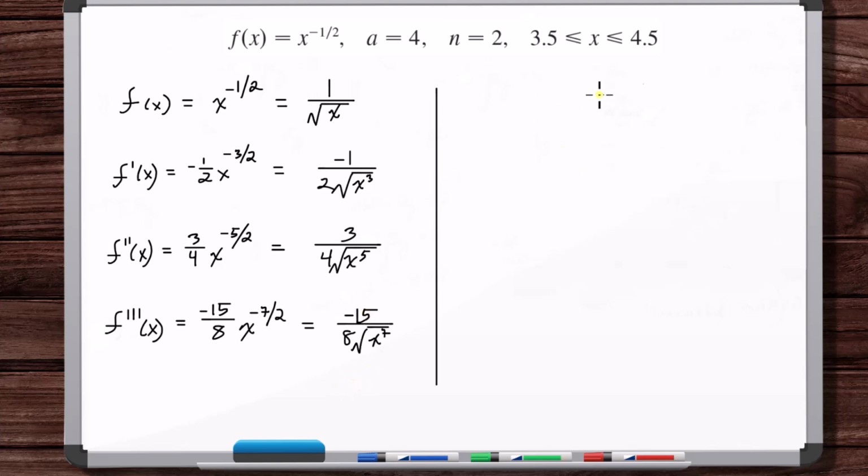Okay, so now we come to the right column and plug in the center point to each one of these. So the center point is 4, 1/2. Okay, so this is x times root x, right? You could take out an x, so 2 times 4 is 8. 8 times root 4, so this is minus 1 over 16.